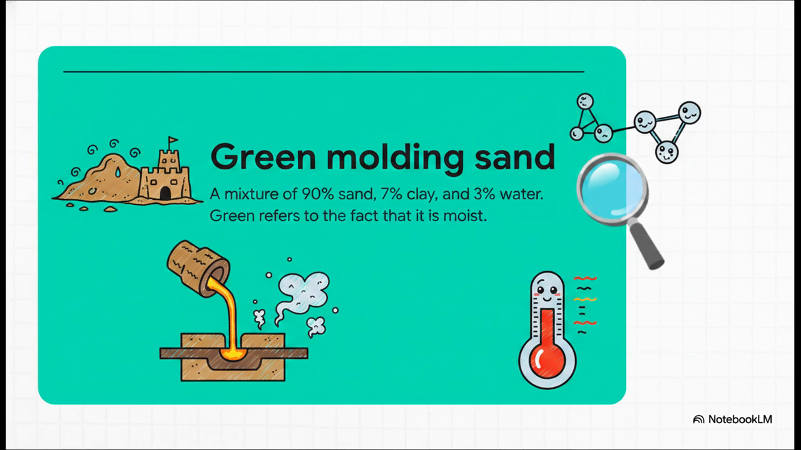So think of it literally like building the ultimate perfectly moist sandcastle at the beach. This mixture is crucial, right? Because it packs tightly enough to hold a shape, but it's also permeable, which means it allows hot steam and expanding gases to actually escape when that 1000-degree liquid metal hits it.